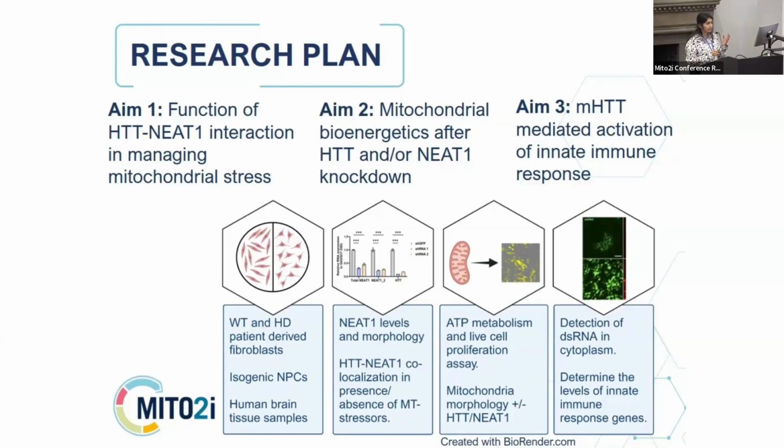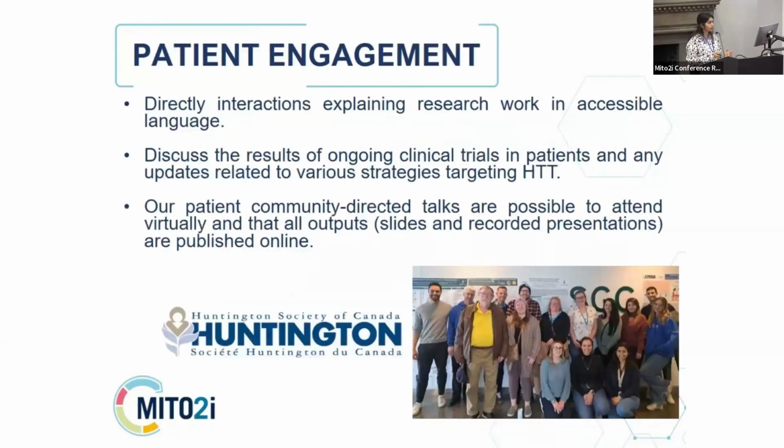So briefly, I will be using wild type and Huntington's disease patient-derived cell lines as well as human brain tissue samples. I will test for the levels of NEAT1, ATP metabolism, and other biophysical and biochemical assays. I will also determine which innate immune response genes are upregulated in the HD cells compared to the controls.